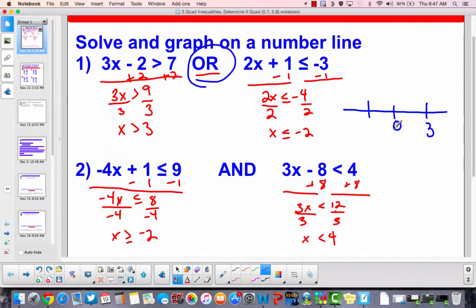Here's our 3. Here's our -2. X is greater than 3 would be an open dot. Greater than would be to the right. X is less than or equal to -2 would be a closed dot. Less than or equal to would be off to the left. And so that would be x is greater than 3 or x is less than or equal to -2.